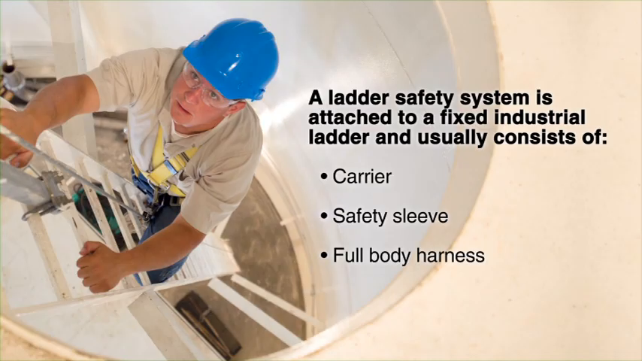This sleeve glides up and down the carrier as the worker ascends and descends the ladder. If a worker slips while using a ladder safety system, the safety sleeve will lock onto the carrier, preventing the worker from falling. He will stay there until he regains control of his climb or is rescued.